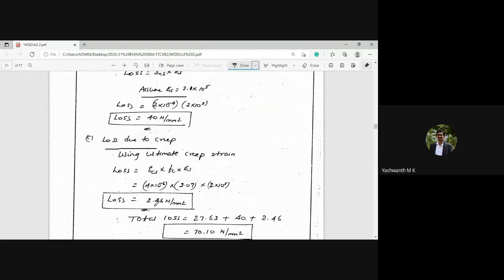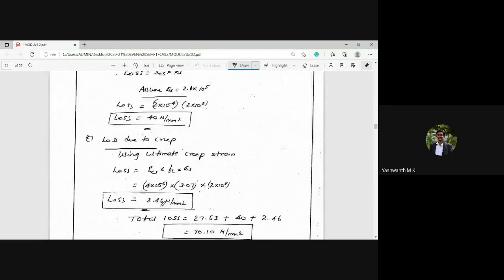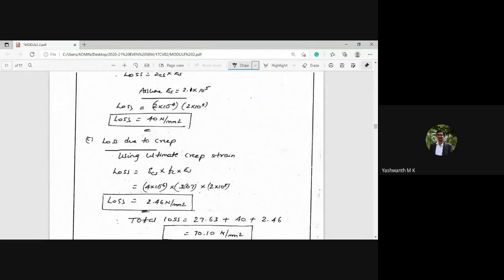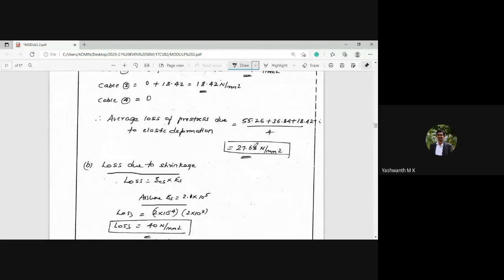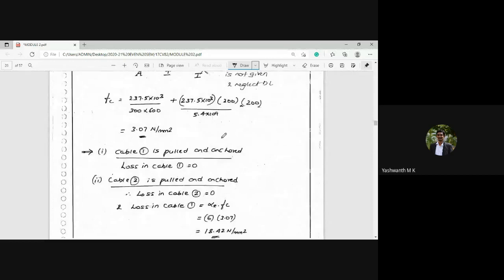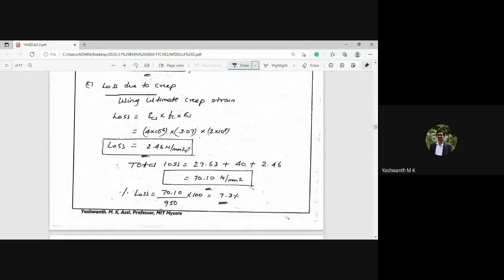And moreover, you can see, I think, one sec, some mistake is there. I think you need to substitute here 27.6. Yeah, FC value is very less because no moment is there. So that's why this value is less, and so the loss is also very less. Because I think you observed in the previous problem the loss of pre-stress due to creep was more. In this particular problem, you can see the loss of pre-stress due to creep is very less.